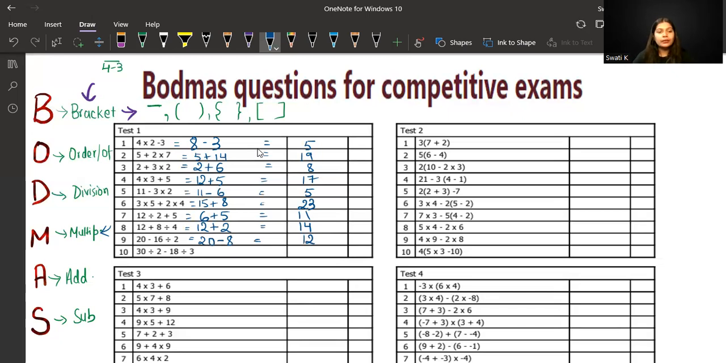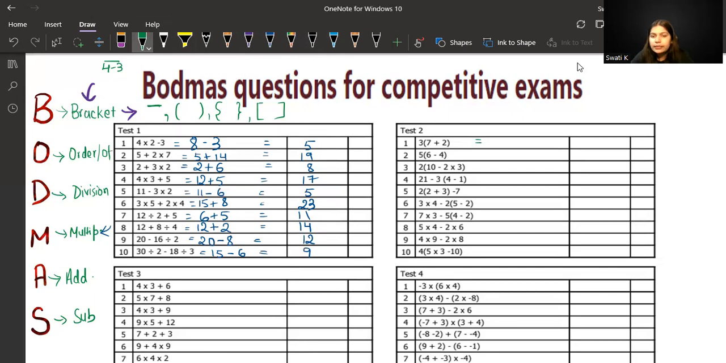Next, we have two operations, division and subtraction. So let's do this. 30 divided by 2 is 15. Minus 18 divided by 3 is 6. So it is 15 minus 6, which is 9. So we are done with already 10 questions. Now let's move to the next question, and that is test 2.